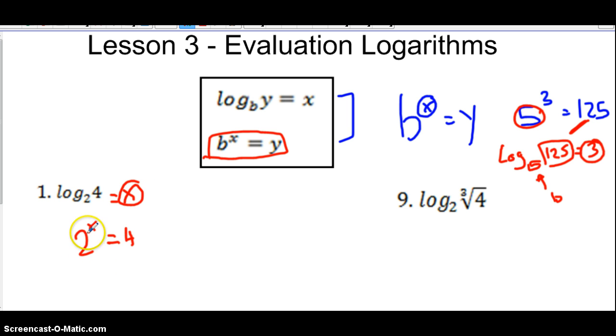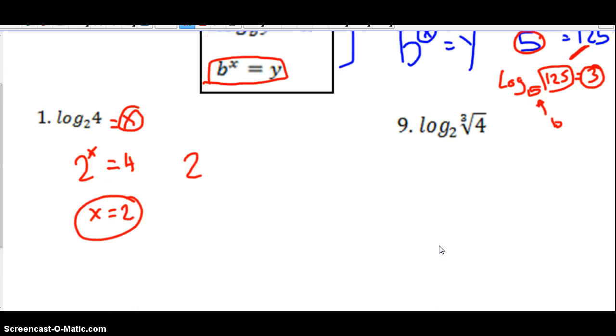So what 2 to what power equals 4? Well, hopefully you know this. x would be equal to 2. So this whole expression is equal to 2. Same thing over here. Let's take a look at this one right here. We'll put an x on it, and so this can be rewritten as 2 to some power, because x is the exponent, is equal to the radical of 4 with an index of 3.